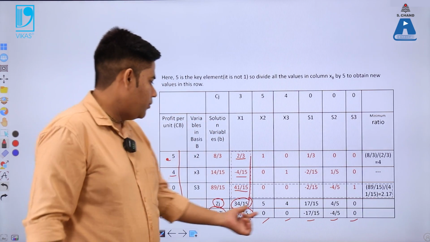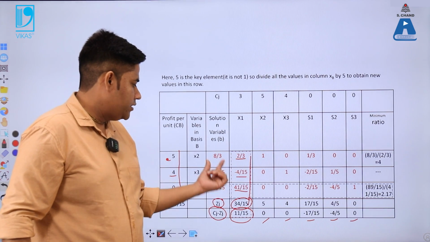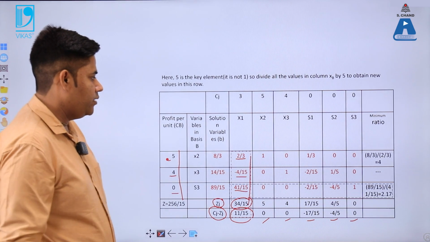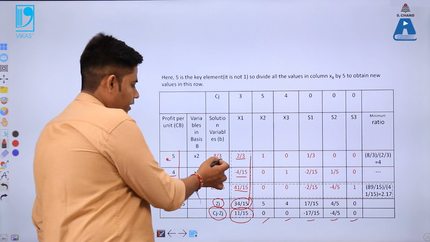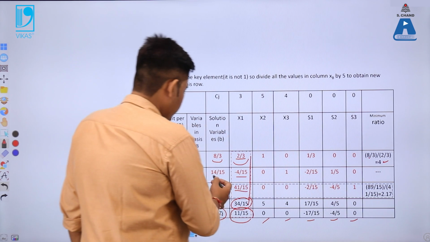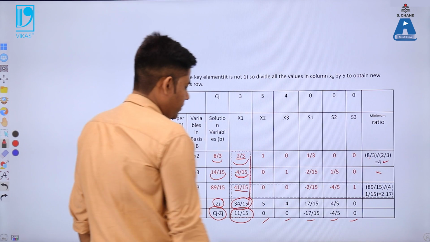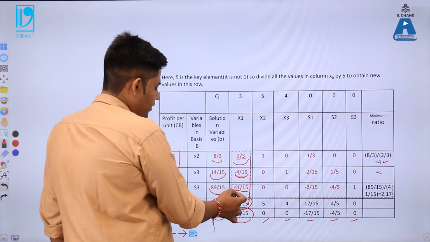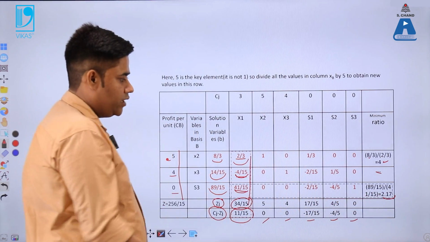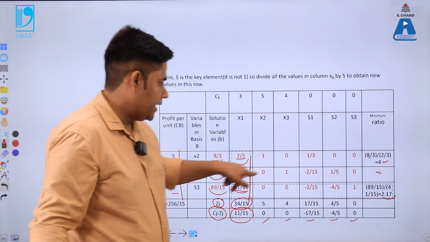You can see the maximum of all is 11 by 15. So again the procedure is the same. We have to choose the key column and check what the minimum ratio is. 8 by 3 is to be divided by 2 by 3, which gives this value 4. 14 by 5 is to be divided by a negative quantity, you will get a negative, so we need to keep it blank. 89 by 15 divided by 41 by 15, I'll get a value which is 2.17, which is the minimum of all. So I need to highlight this row and mention it as the key row.